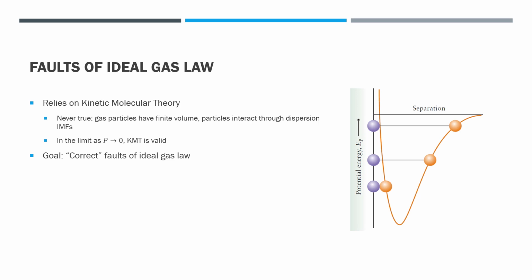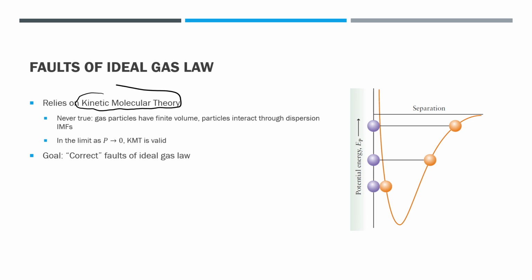On this slide, I just want to discuss why we're correcting the ideal gas law, and what exactly is wrong with it. As I said in the previous slide, the big fault of the ideal gas law is that it relies on kinetic molecular theory, and kinetic molecular theory has several assumptions that are not very accurate in certain situations.